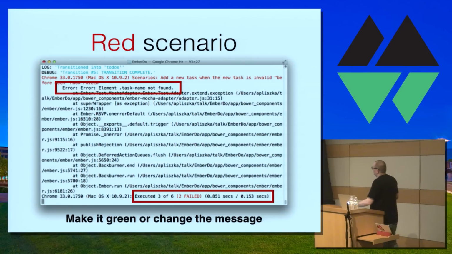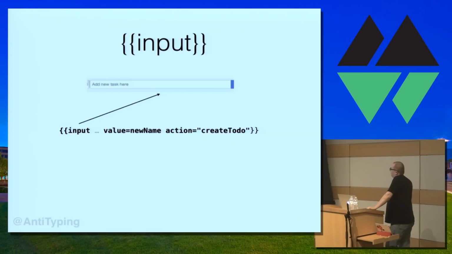And the way to find the task name is, well, we have to add an input text box to actually provide a task name. So we use for that the Ember input tag, which allows you to bind an HTML element, in this text input, with a value, which will be stored in new value, and when you press enter, it will actually execute this create to-do action.